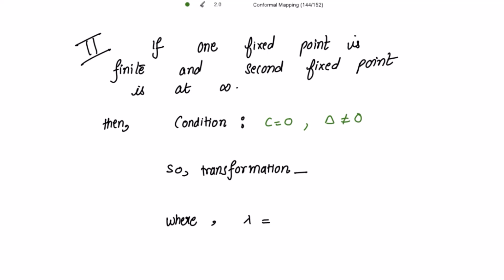So in both the cases, the discriminant should be taken non-zero. And for the finite fixed points, we take c to be non-zero. But if one of the points is at infinity, we take c to be equal to 0 always. So the transformation is w minus alpha equal to lambda times z minus alpha, where alpha is your finite fixed point, only one, right? Where lambda is equal to a over d. And for the elliptical transformation, we take mod of lambda to be equal to 1. So let's take mod on both the sides.